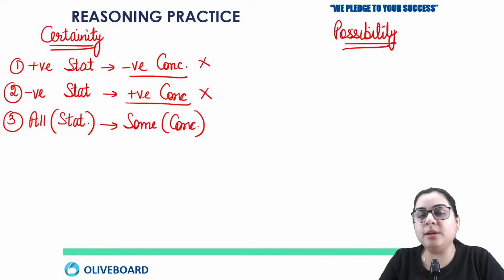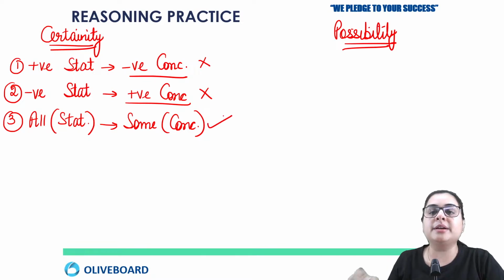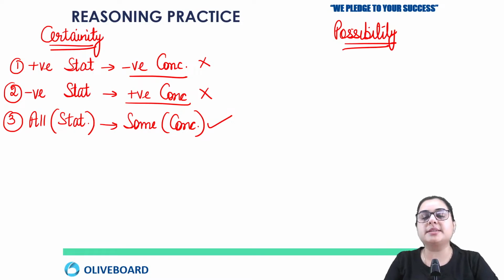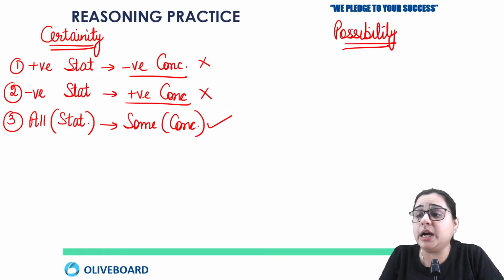Okay, so from all, some is correct or incorrect. This is what you have to tell. From all, the conclusion of some will be correct. Like if all of you are preparing for the RBI Grade B exam and some person asks me, are some of the students preparing for the exam? I'll say yes. Because if all of you are preparing, I can conclude some.